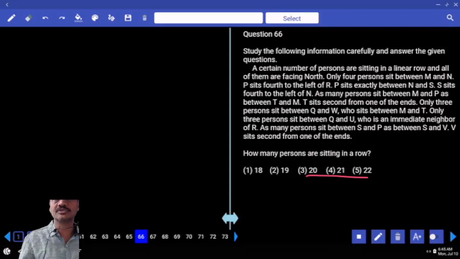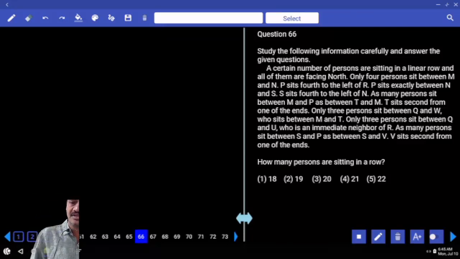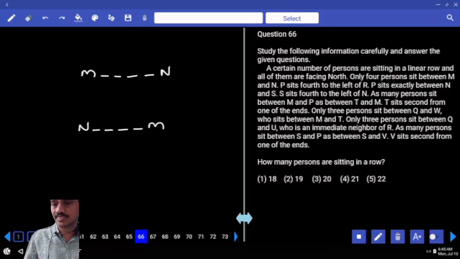Coming back to this one, a certain number of persons are sitting in a linear row and all of them are facing north. Only 4 persons are in between M and N. Now M is here: 1, 2, 3, 4. That means N can be either to the left hand side or towards the right hand side. So we have 2 different possibilities.